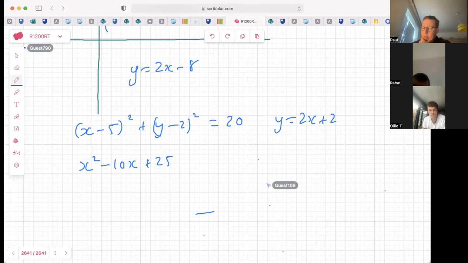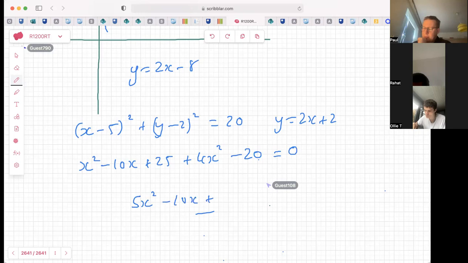y equals 2x plus 2. Oh, that's handy then, isn't it? Because it's 4x squared then, because minus 2 plus 2 is going to be 0. So it's just 2x squared, minus 20 equals 0. So that gives us 5x squared minus 10x plus 5 equals 0.